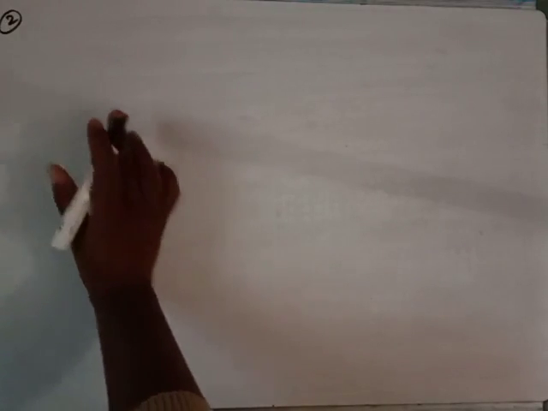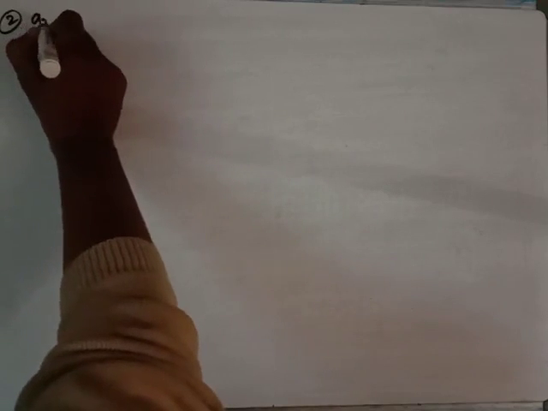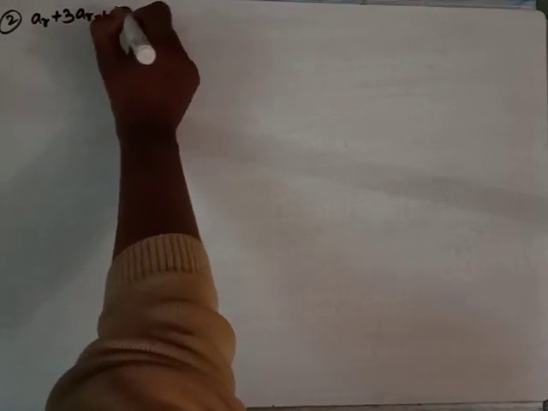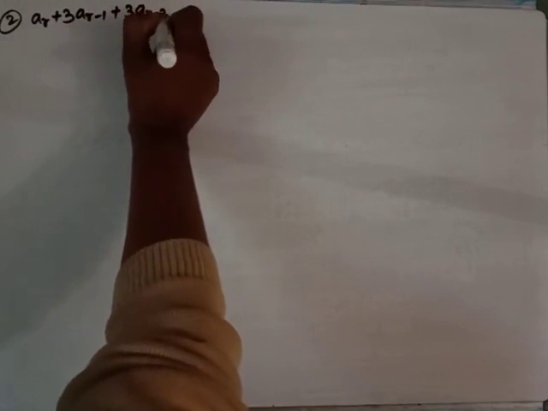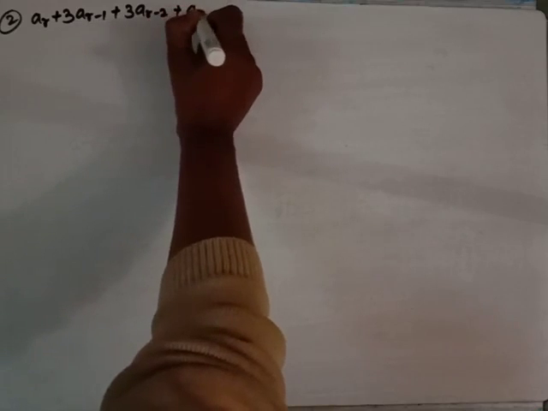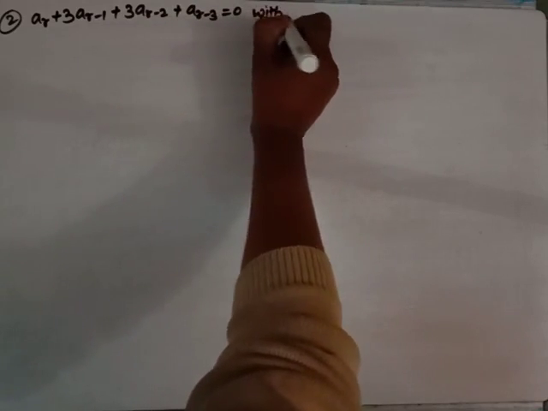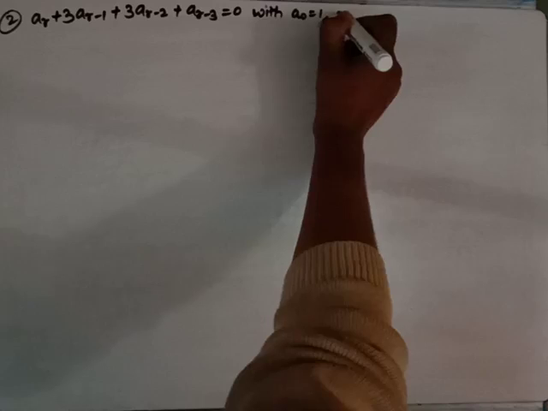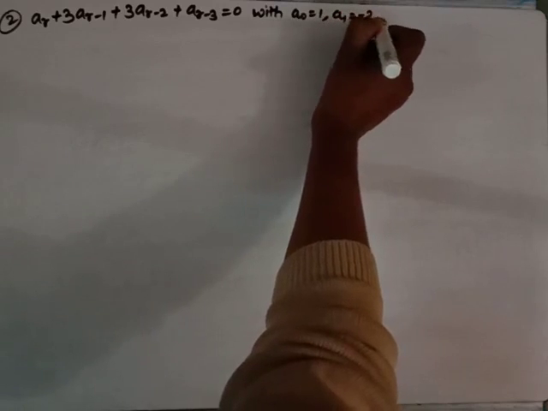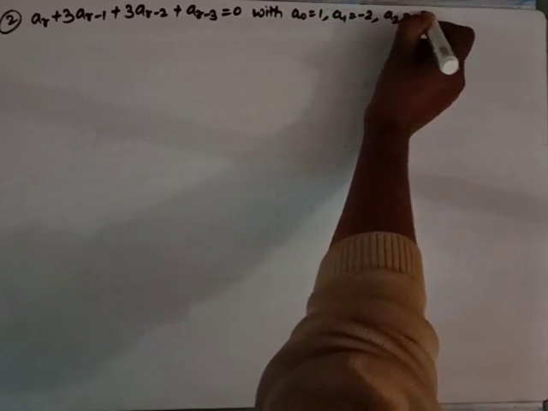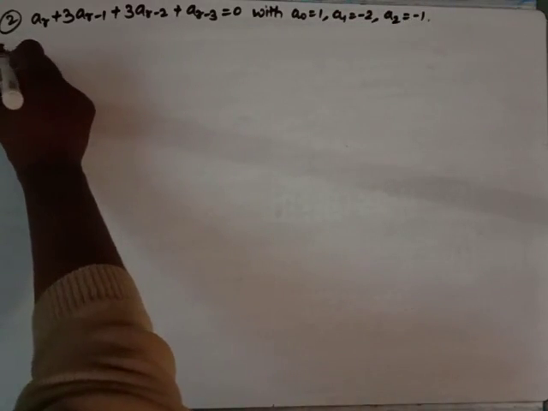Next, suppose the second one. The question will be the same: solve the given recurrence relation. Let the equation be a_r + 3a_{r-1} + 3a_{r-2} + a_{r-3} = 0, with a_0 = 1, a_1 = -2 and a_2 = -1.